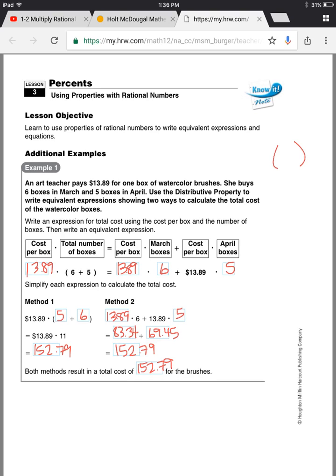Whether you add the 2 number of boxes together first to get 11 and then multiply by $13.89, or if you multiply $13.89 by 6 and then $13.89 by 5 and then add them together. Personally, I think this one is a little bit easier because you know 5 plus 6 is 11, and then you just have to multiply.